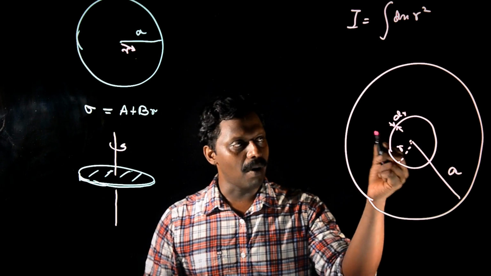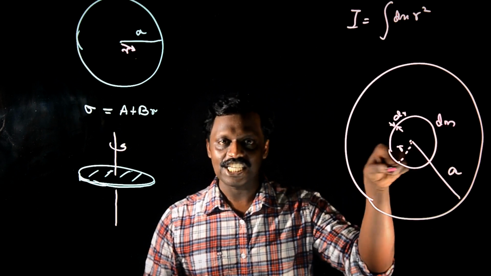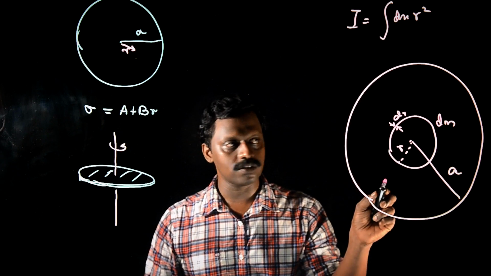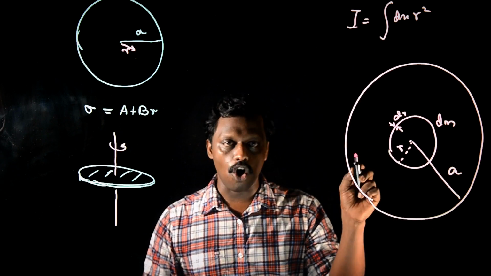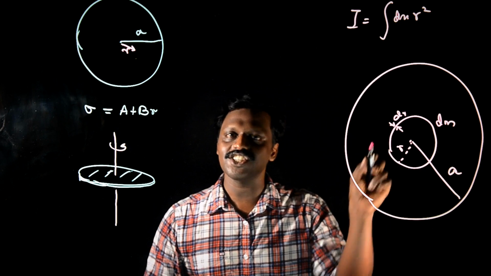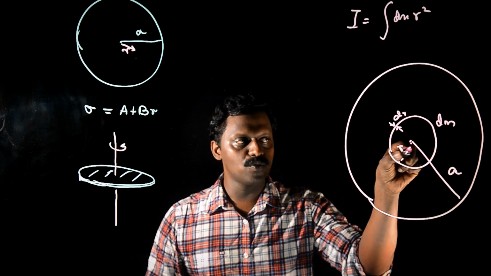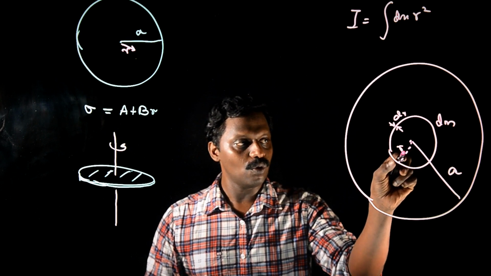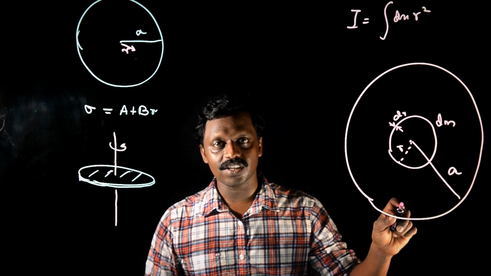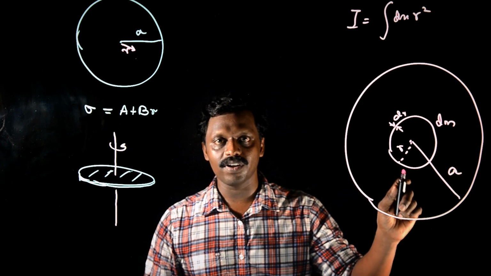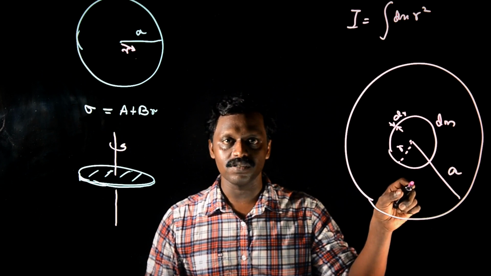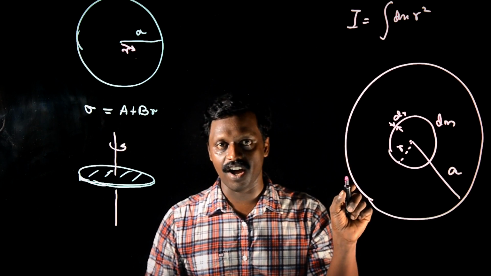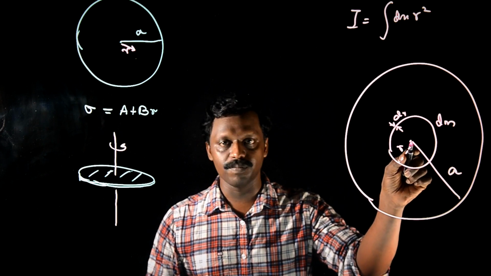We can calculate the mass dm of this strip and apply it here, because the disk is constituted by numerous such strips. Each strip will be having radius varying from 0, which will be at center, to maximum A. So the disk is constituted of numerous circular strips of mass, each having an infinitesimally small width dr and whose radius varies from 0 to A.